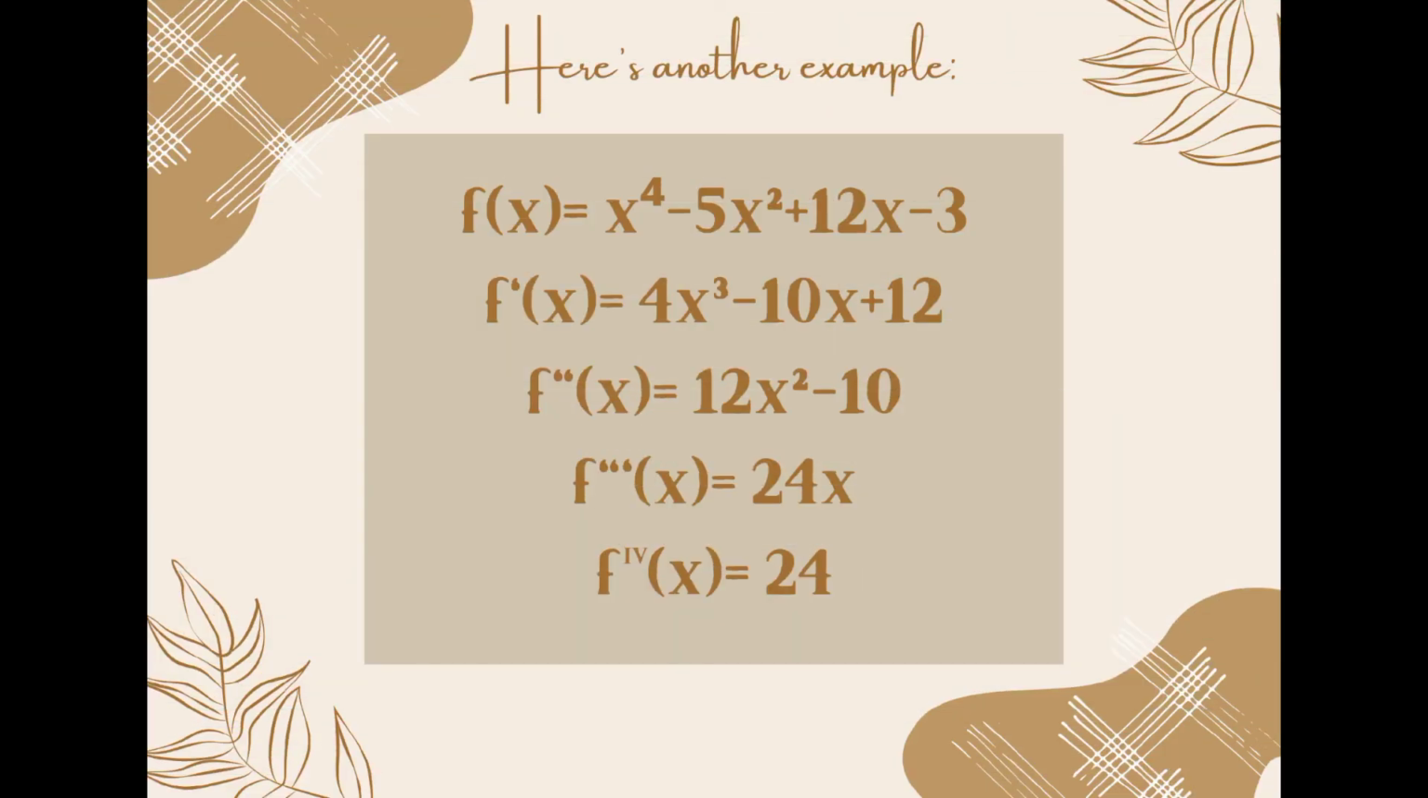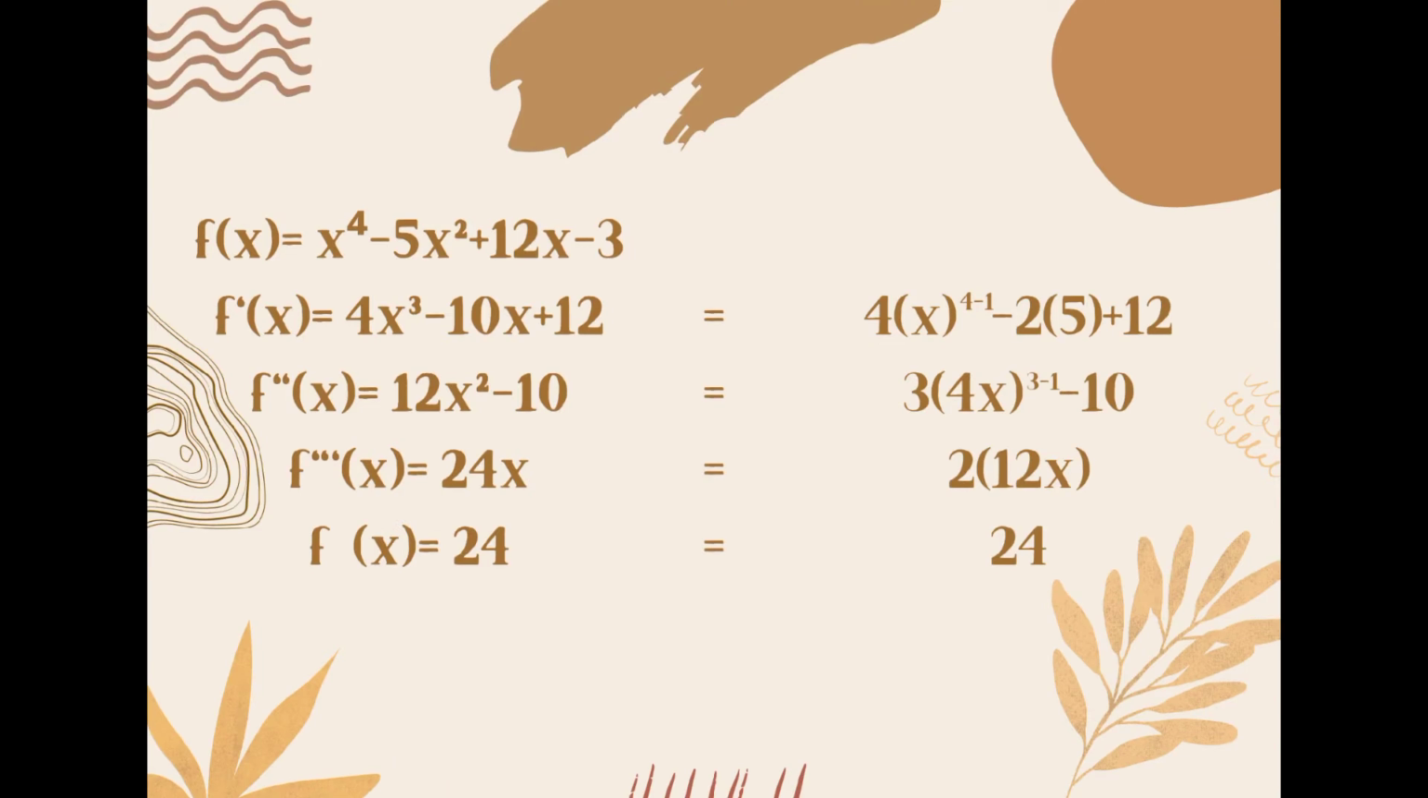Here's another example, and I'll explain it clearly. To get the first derivative, you put down the fourth power multiplied by x raised to 4 minus 1. Next, put down the square and copy the 5. And lastly, just copy the 12 without copying the x. So the first derivative will be f prime of x equals 5x cubed minus 10x plus 12.